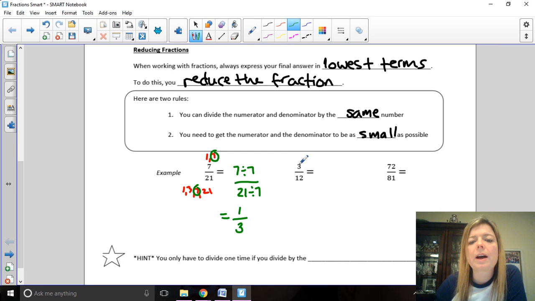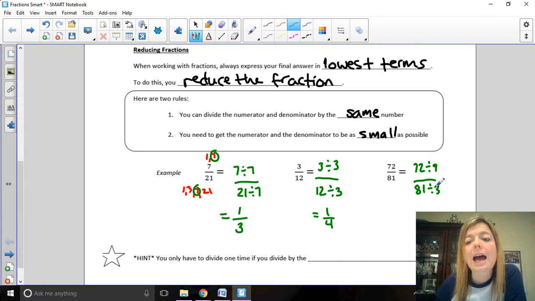What about this one? Well, 3 and 12 are both divisible by 3. So we divide them both by 3. 3 divided by 3 and 12 divided by 3. So you get 1 over 4. Now 72 over 81, these numbers are a bit bigger, so you might have to get a calculator out and see what number they're both divisible by, but they are both divisible by 9. So 72 divided by 9, okay, if you know your times tables, you should recognize that. I highly recommend coming into high school, you do have the times tables up to 12 memorized. Okay, so this would be 8 over 9.